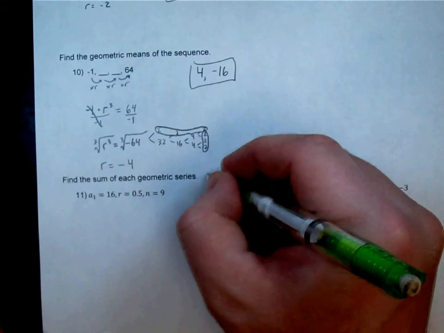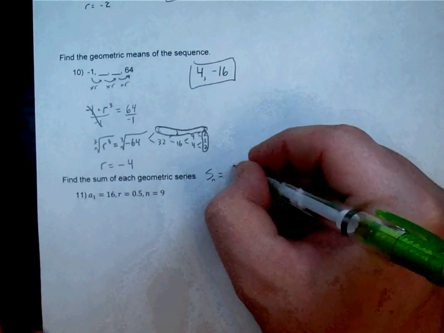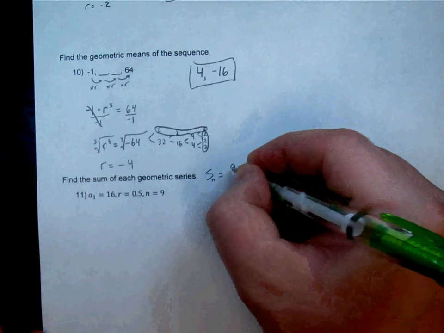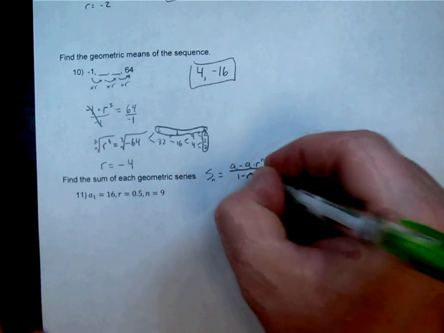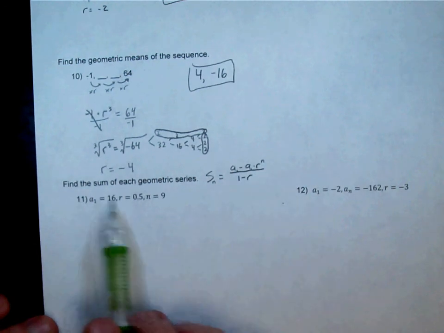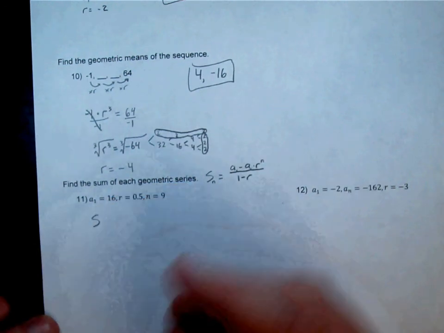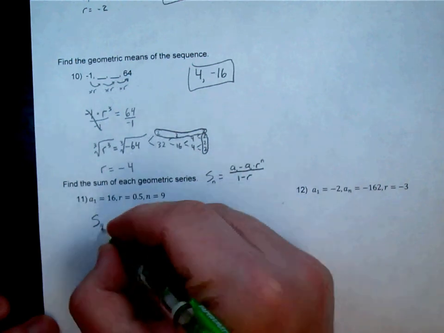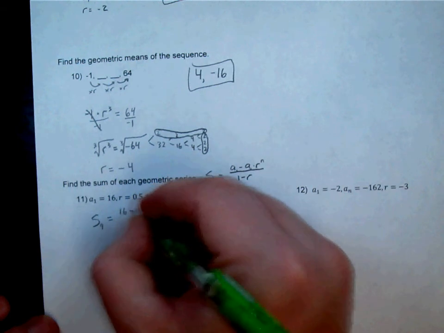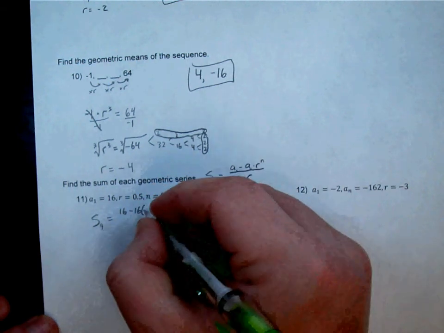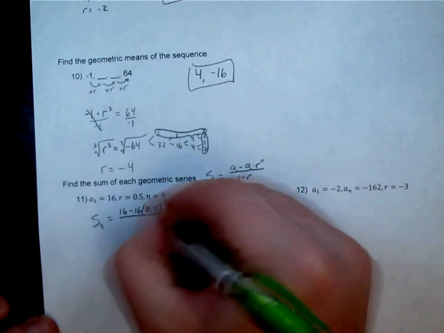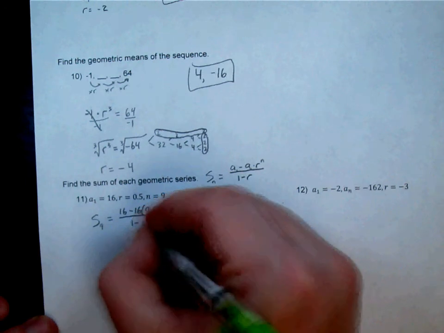Now, sum of the series, we have a new formula since it's a geometric series. So we use this formula, and we need to know a sub 1, r, and n. Look at number 11, a sub 1, r, and n. We know them all, so you just plug them in. So the n is 9. So the sum of these 9 terms is equal to 16 minus 16 times r, which is 0.5, to the power of 9. Put that over 1 minus 0.5.